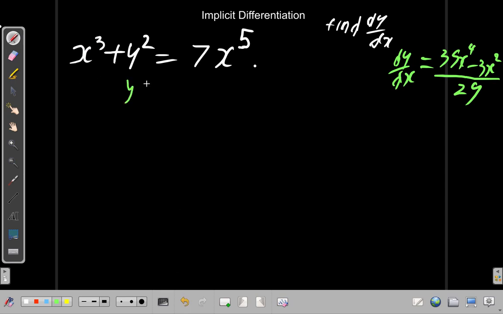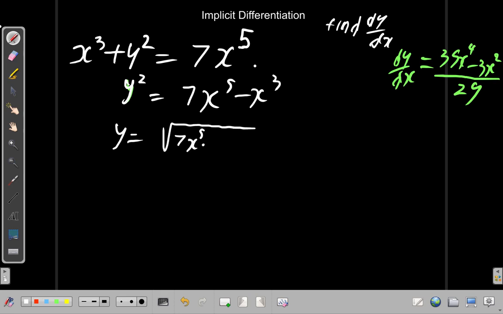Y squared will be 7x to the 5 minus x cubed, and then y would be the square root of 7x to the 5 minus x cubed, right? Which is the same thing as saying y is equal to 7x to the 5 minus x cubed raised to the power of a half. Now, if you're going to differentiate this, you have to use a chain rule.